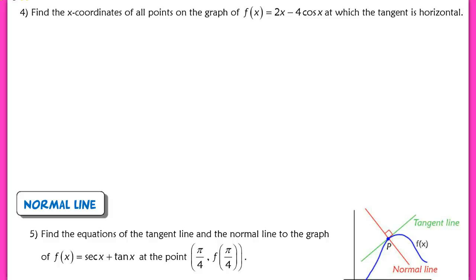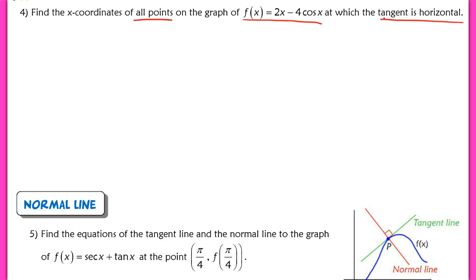All right, now I think example 4 is the bomb. It's just a cool question because it weaves in so many different skills that you've accumulated over the course of pre-calculus and so far up to this point in your calc class. So we're supposed to find the x-coordinates of all points, so notice that there are multiple points, on the graph of this function here at which your tangent will be horizontal.